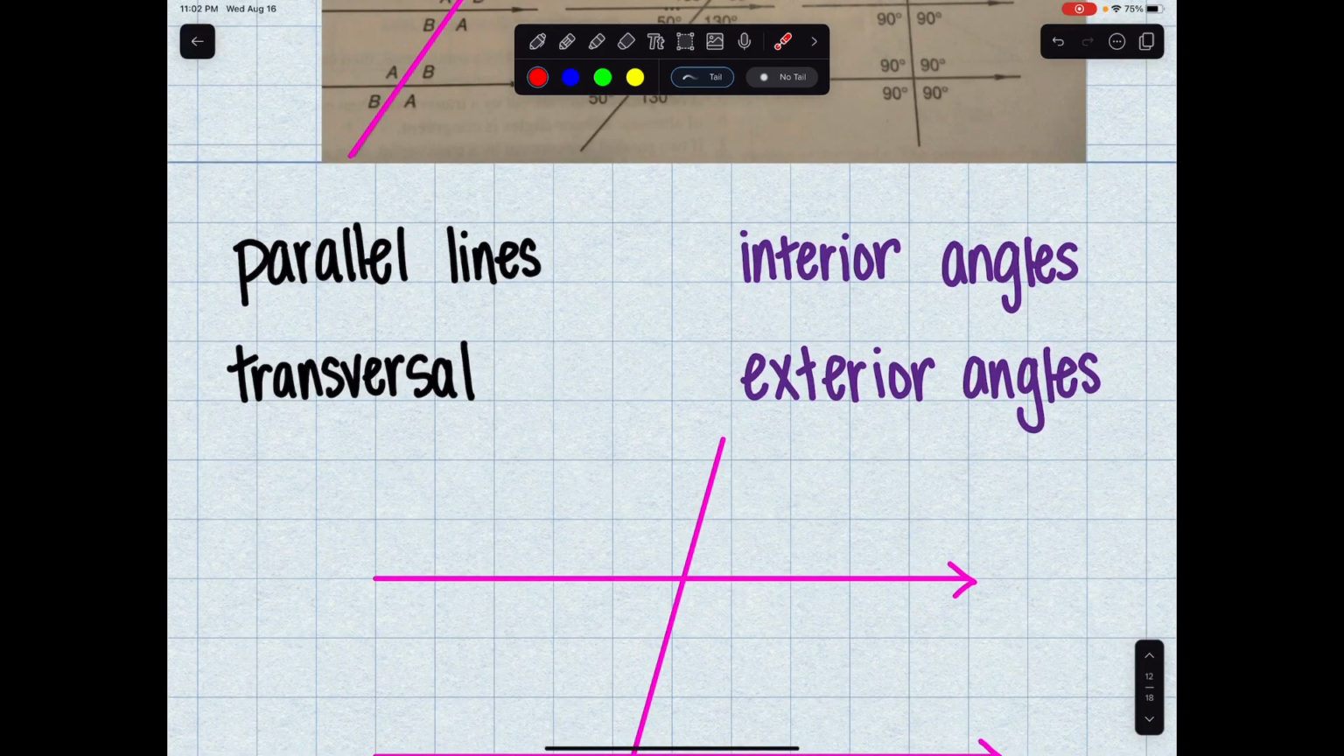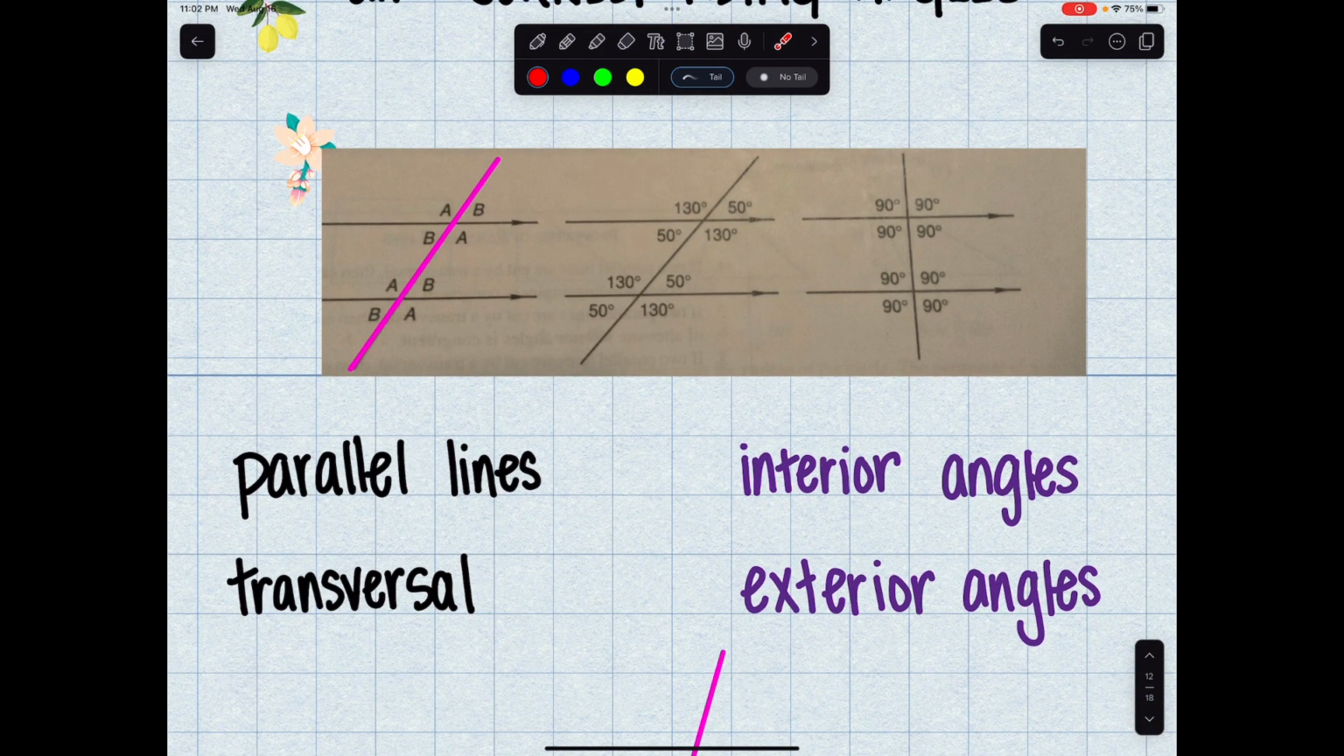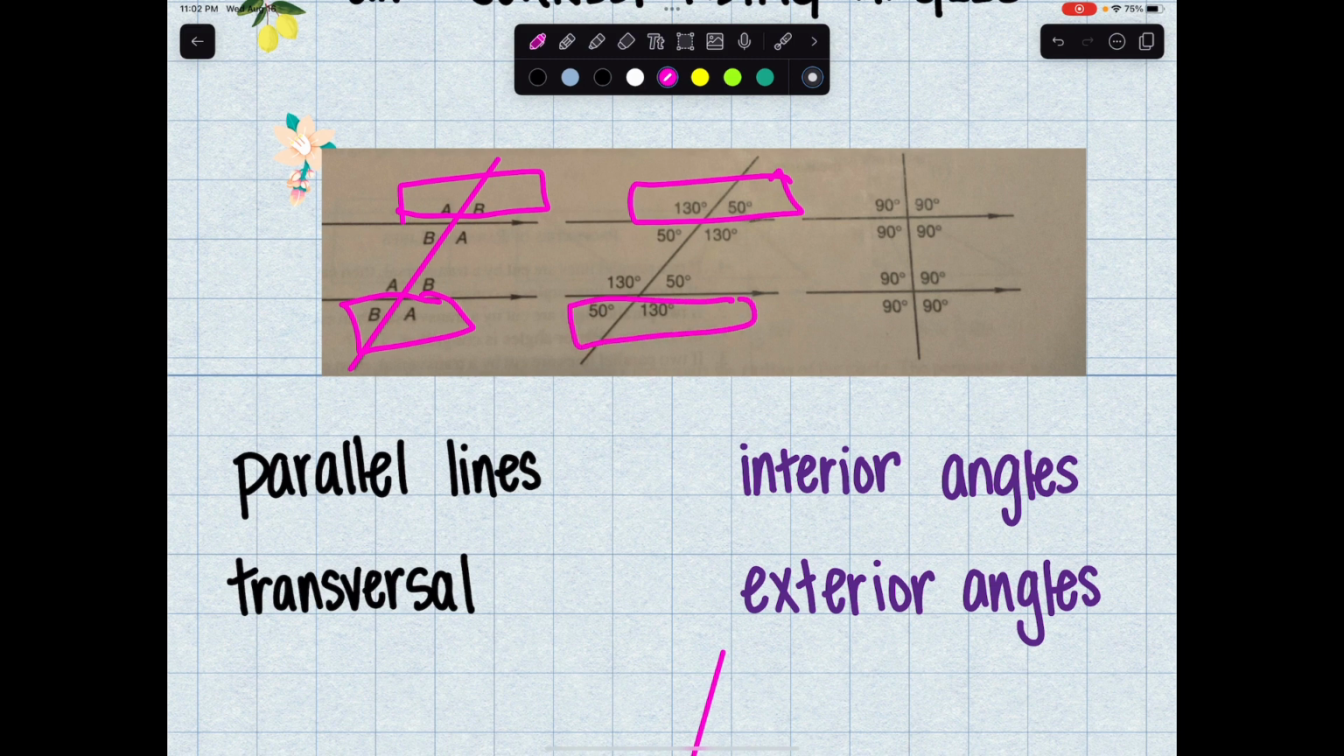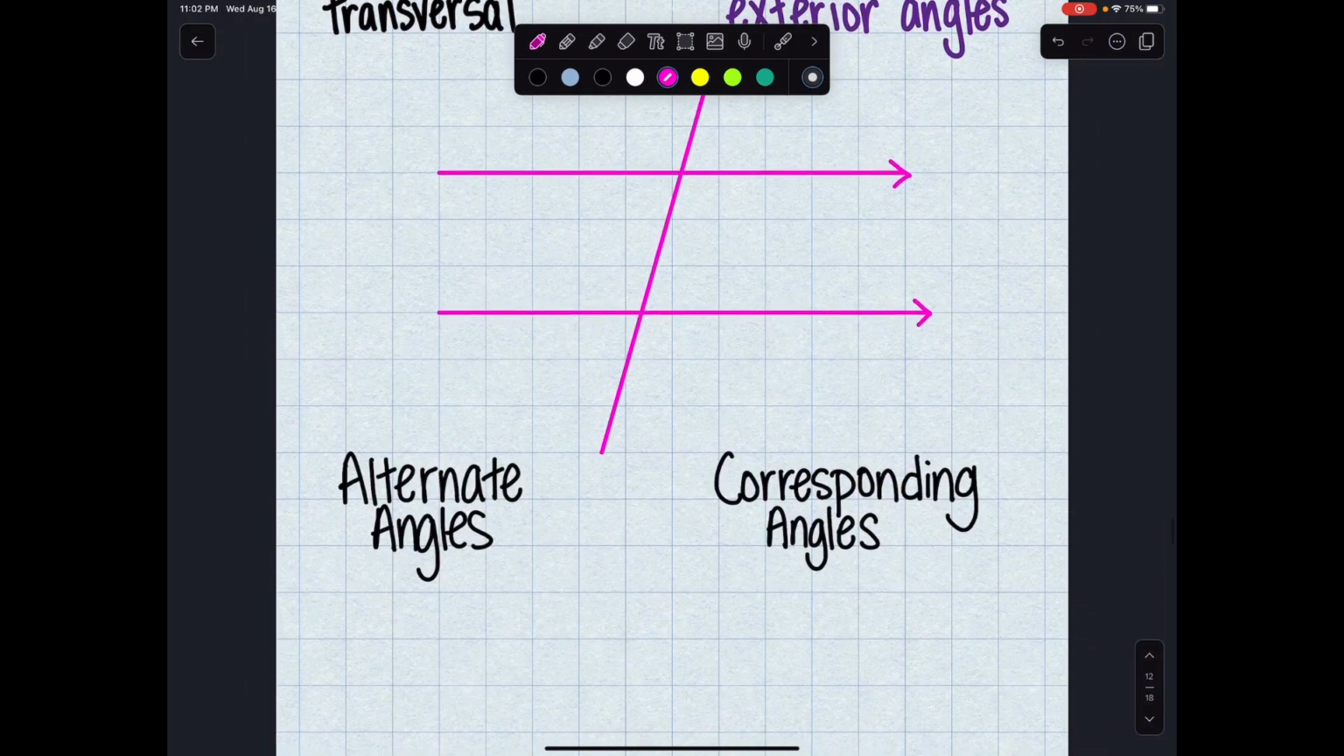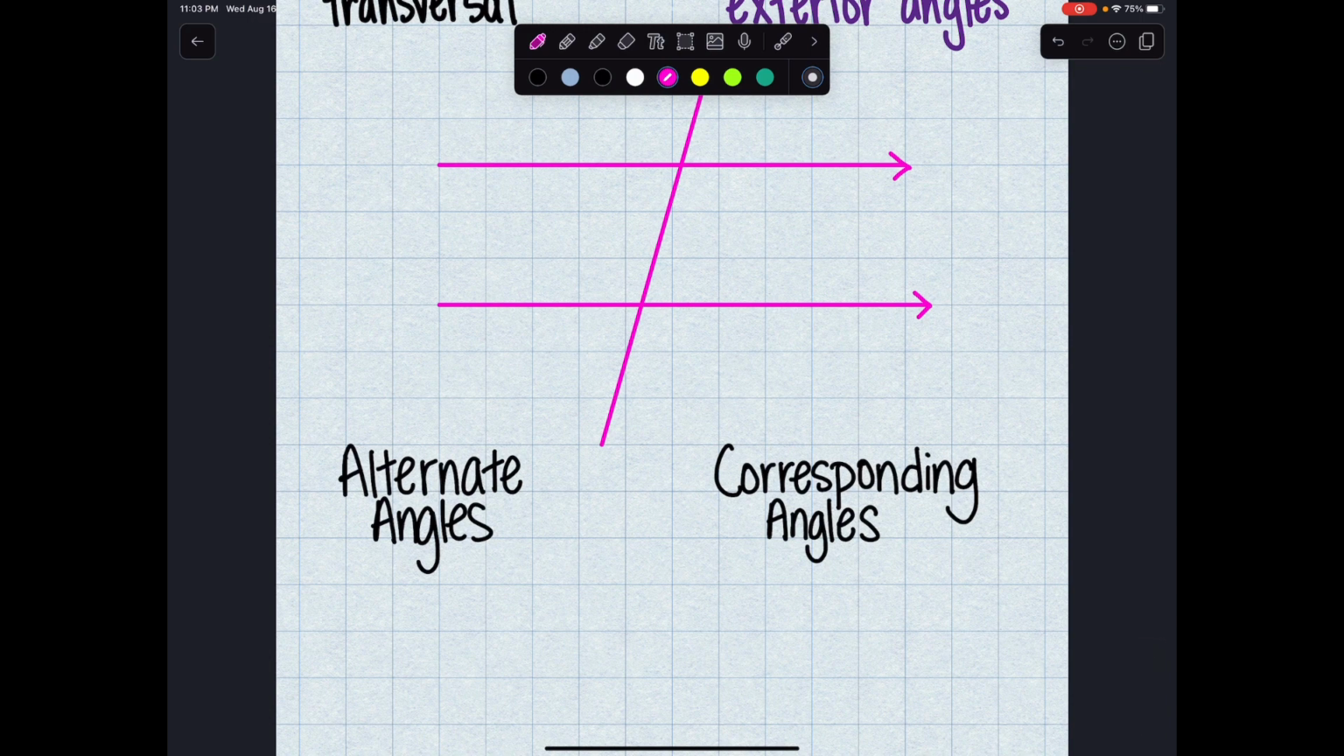Okay, a couple more vocabulary words. Interior angles are these angles right here in between the parallel lines. So these are the interior angles. Exterior angles are the ones outside of the parallel lines. So these are exterior angles. Okay, cool, huh? All right, let's move right along. We have a couple more vocabulary words.